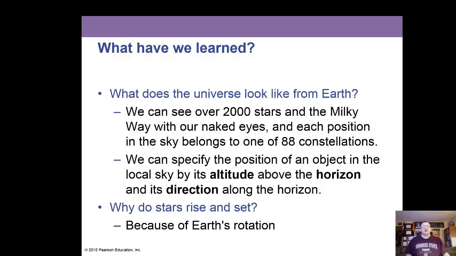So in this section we learned that there are 2,000 stars we can see in the sky, and the Milky Way with our naked eyes. Each position in the sky belongs to one of 88 constellations. We can talk about the altitude above the horizon and the direction along the horizon of an object. And the stars and planets rise and set because of the Earth's rotation, not because of this motion in the sky itself.